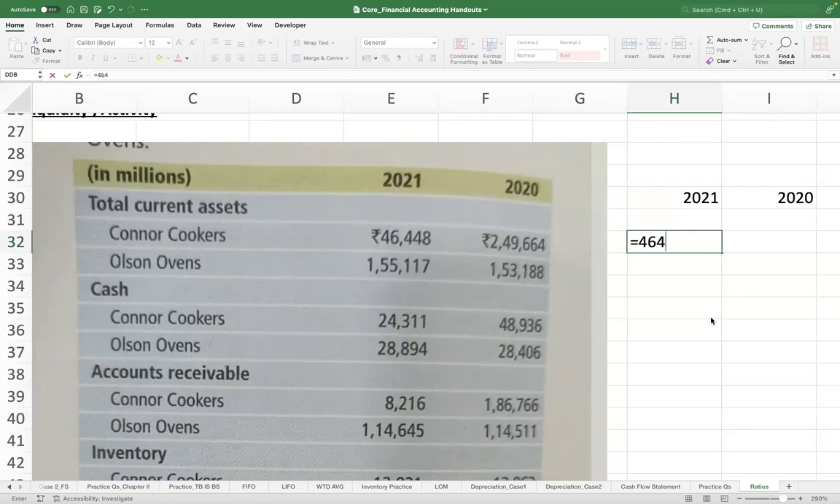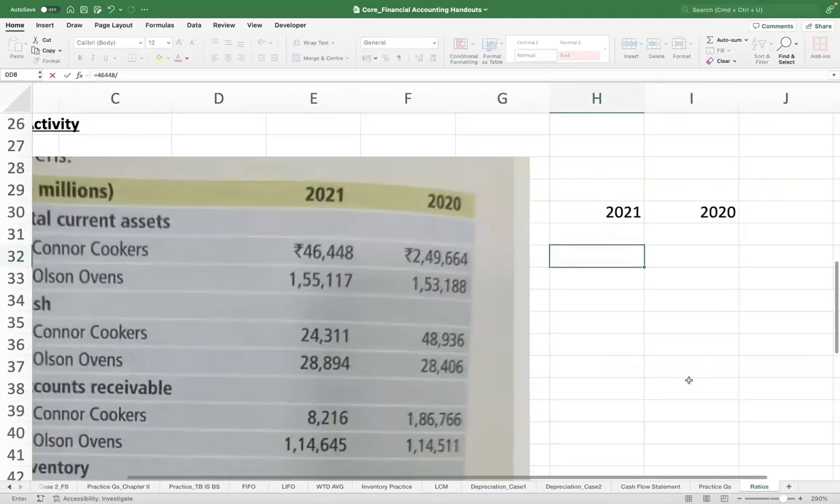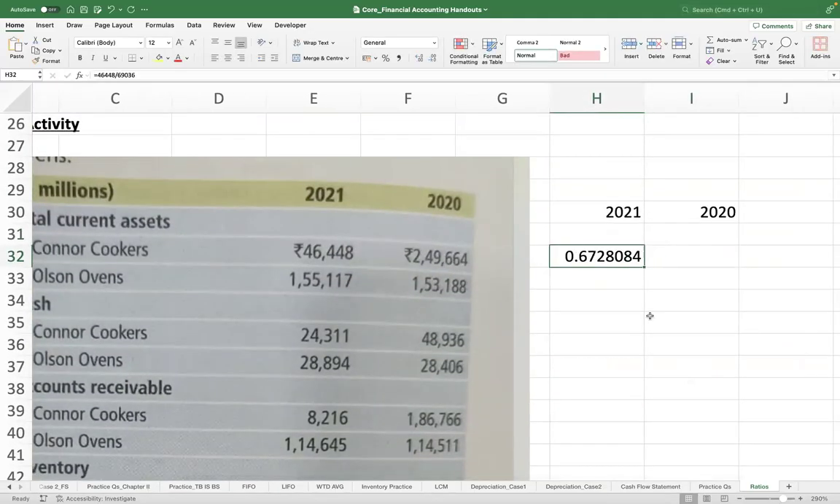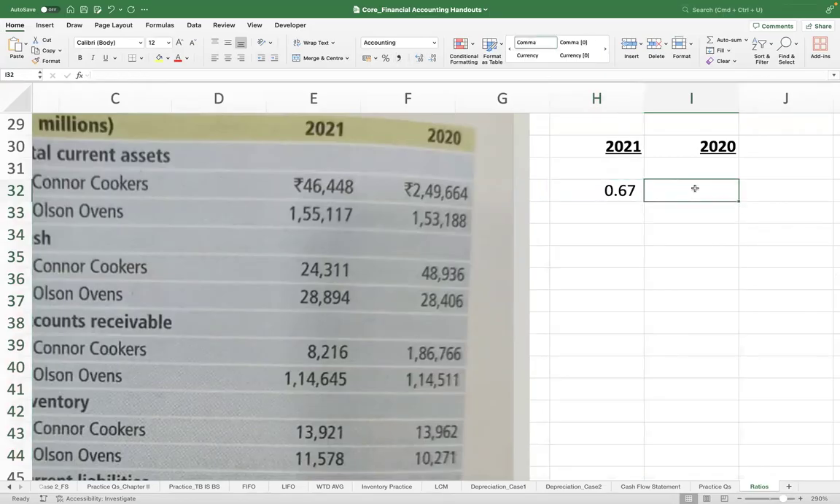46448 divided by current liabilities 69036. So that means the current ratio is much below 2. So what does it mean? That means Corner Cookers ideally doesn't have a very sound liquidity position.